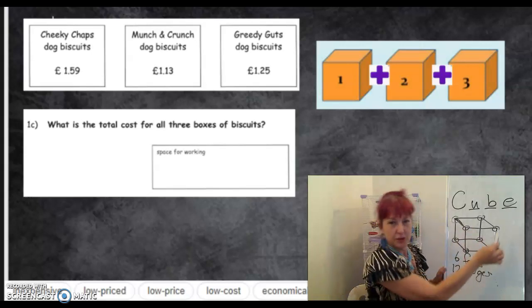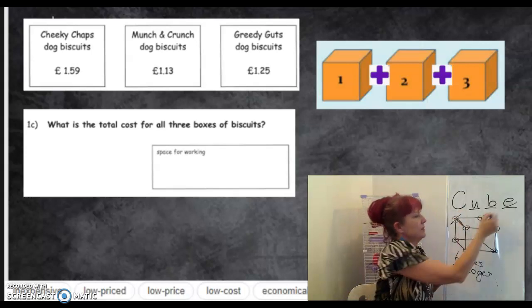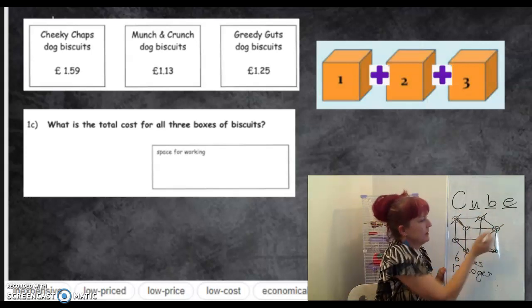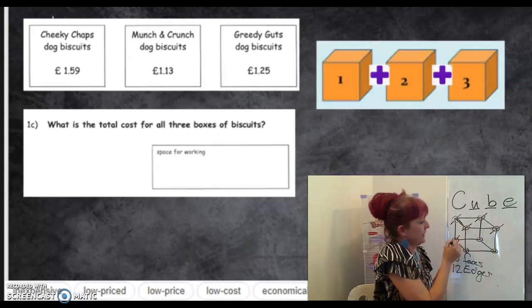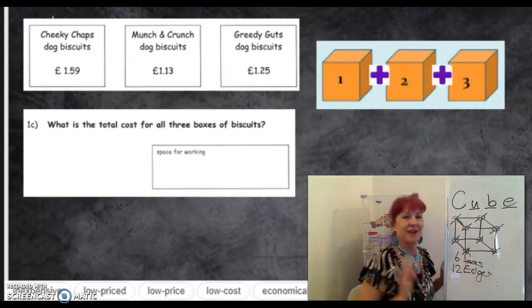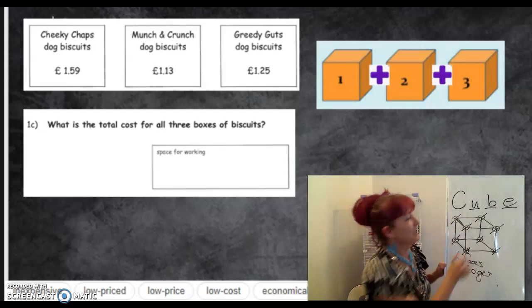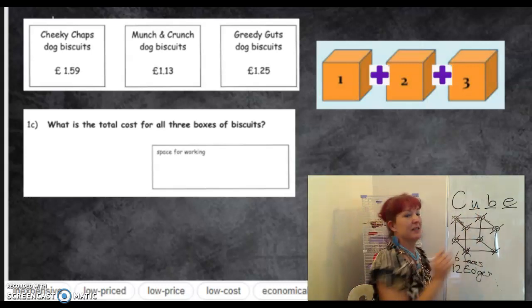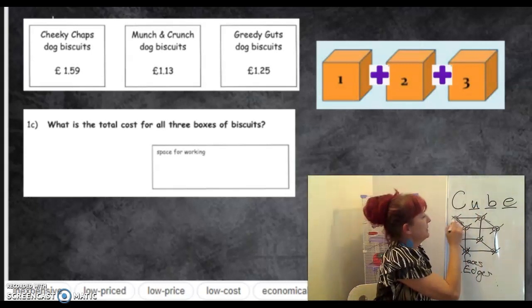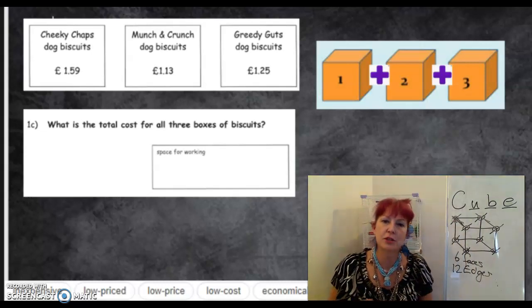Now I've used a circle this time. What I'm going to do is put a line through it. 1, 2, 3, 4, 5, 6, 7, 8. 8 corners. If I'd lost count again, I'd have gone that way. If I'd lost count again, maybe I'd have done that. You know, always do try and work in a logical way.